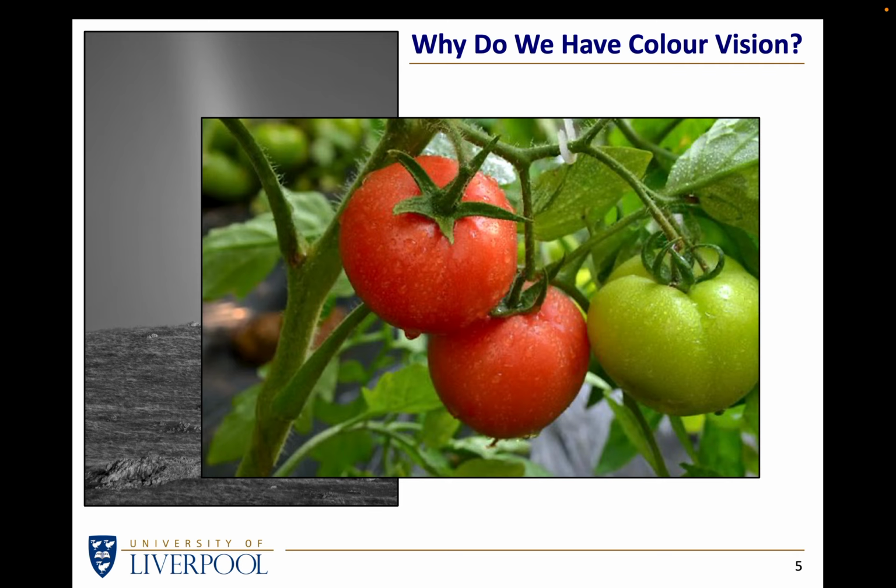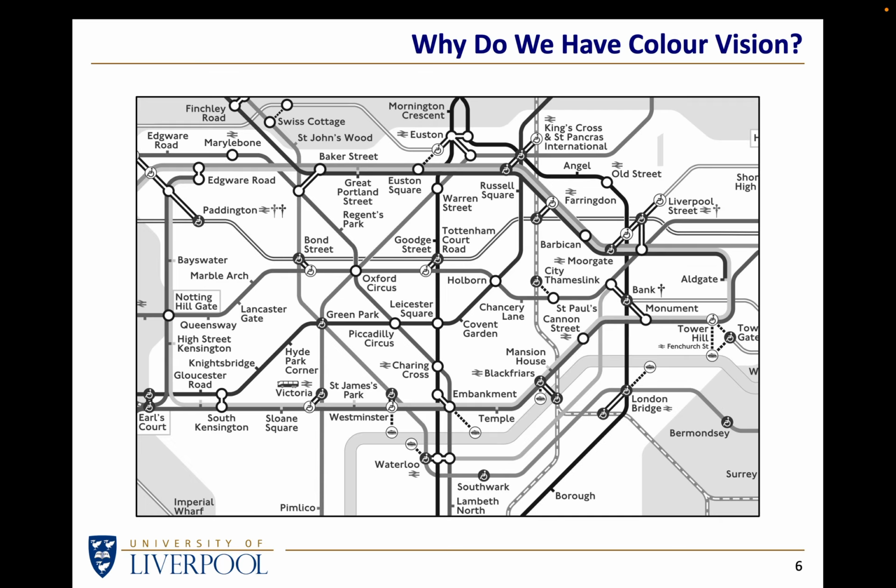I think perhaps we have evolved colour vision simply to make it easier to read the underground maps. Because without colour, it's very difficult to see what's going on. As soon as you put colour into the mix, then everything falls into place.